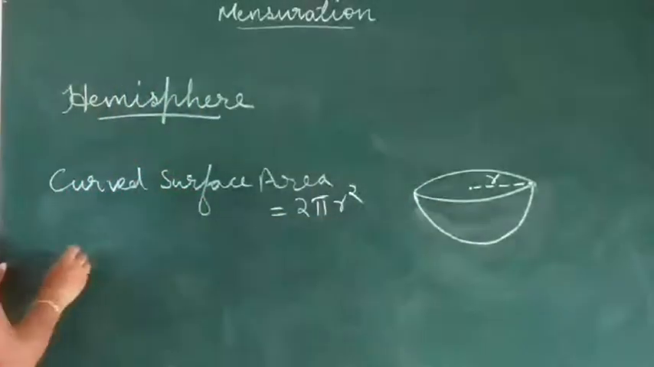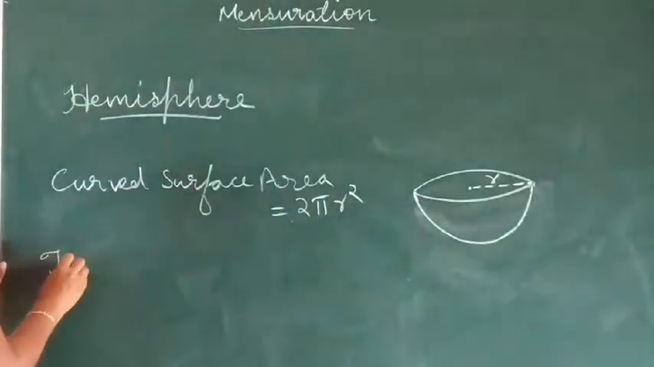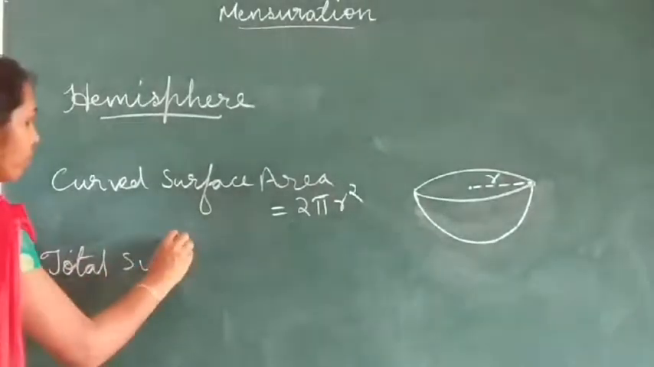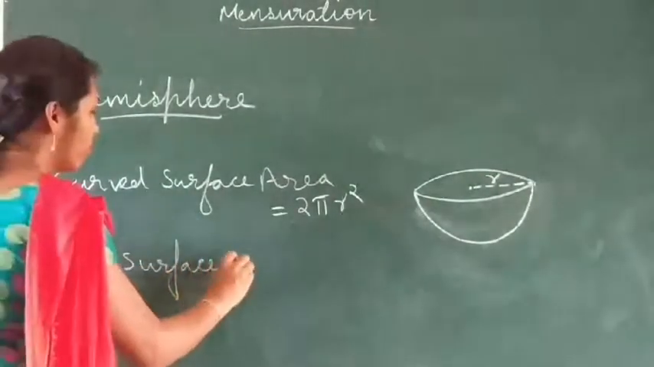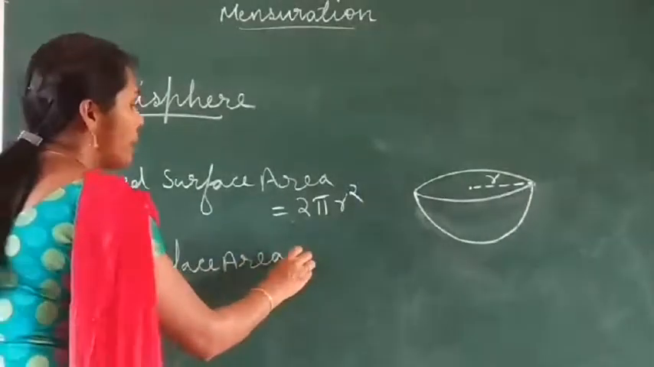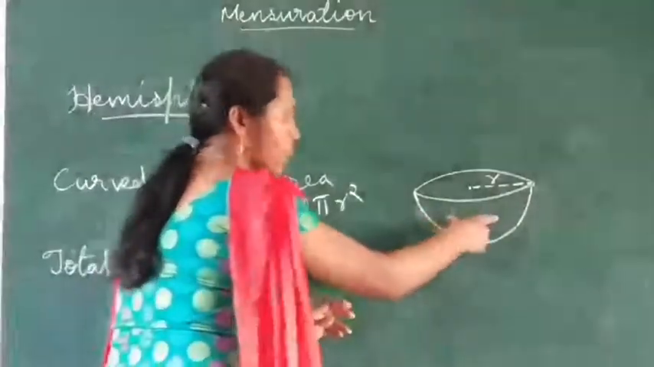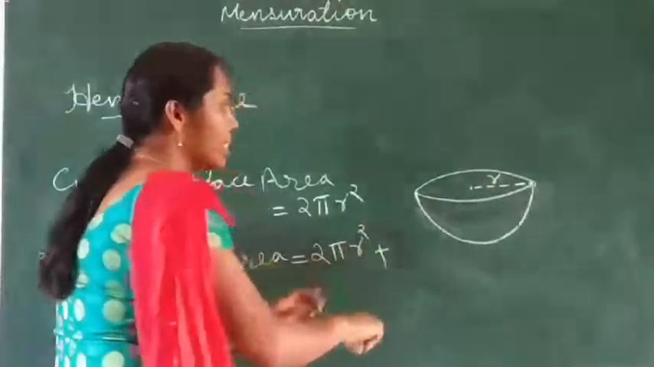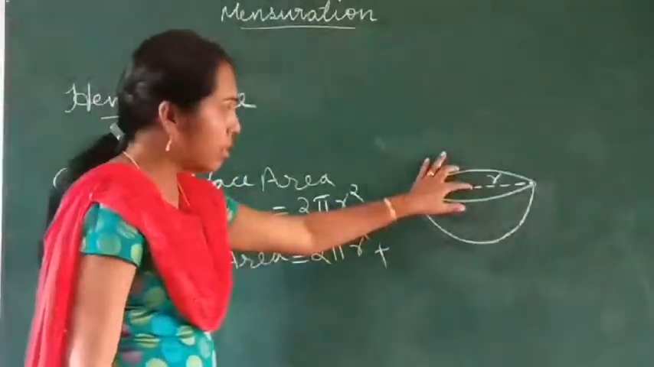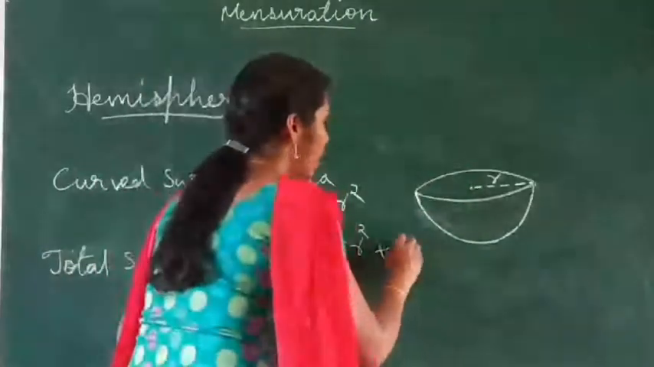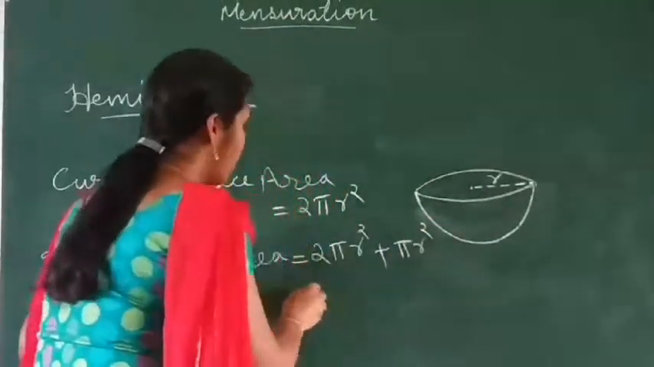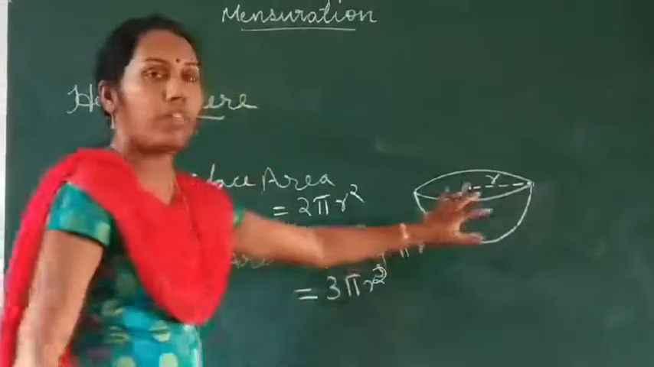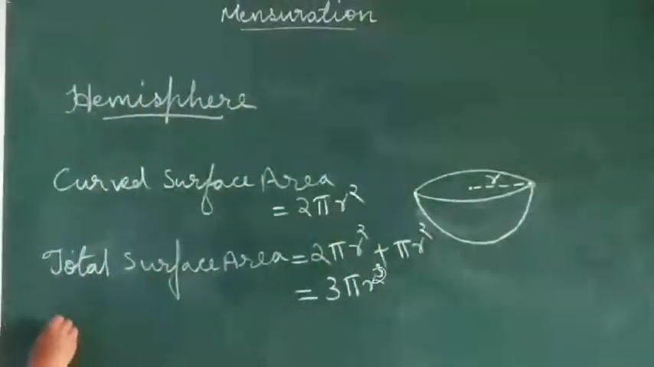Now, the total surface area of the hemisphere is equal to the curved surface area 2 pi r square plus the area of the circle, that is pi r square, that is equal to 3 pi r square. So that is the total surface area of the hemisphere. Now volume of the hemisphere.